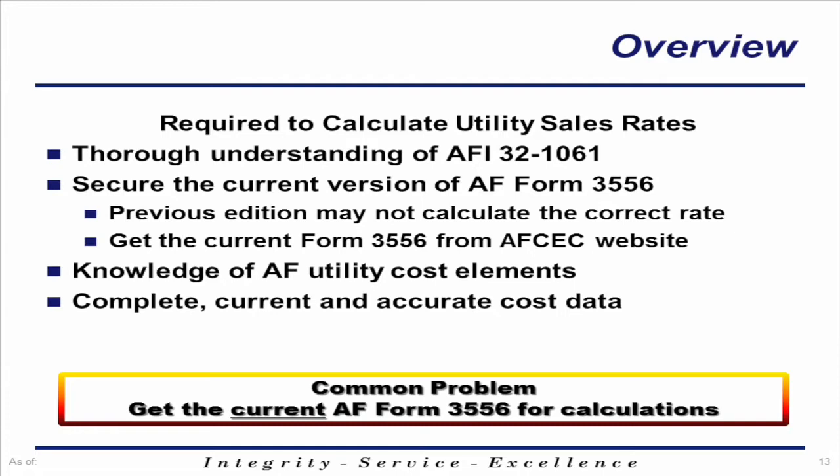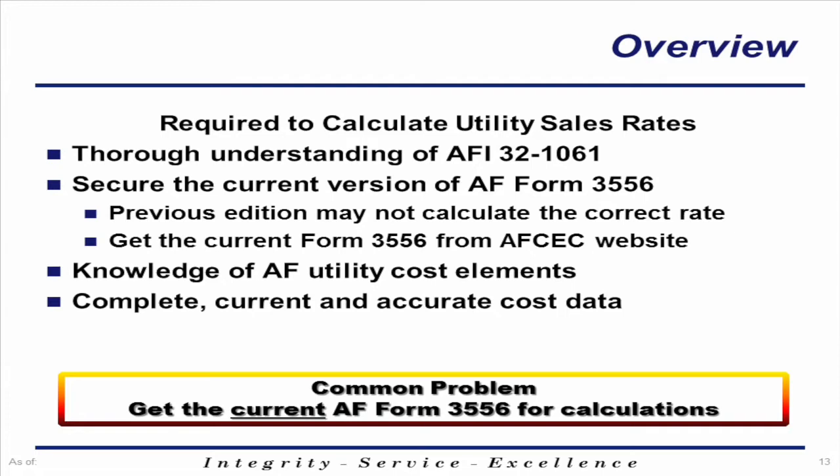And the reason it's not a good plan is that when changes to the guidance are made, they're made on the Air Force Form 3556, and that form is posted on the AFCEC website. If you use last year's form, you will not get those changes incorporated into your utility sales rate calculations.